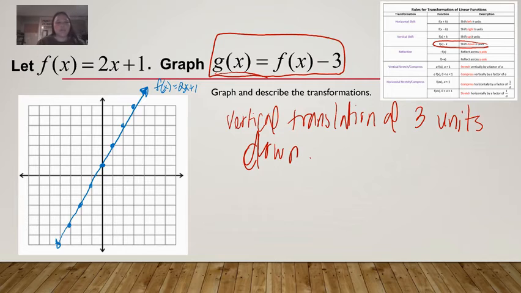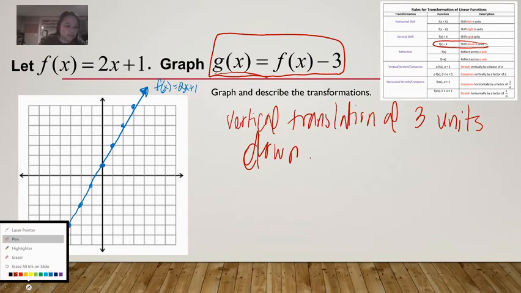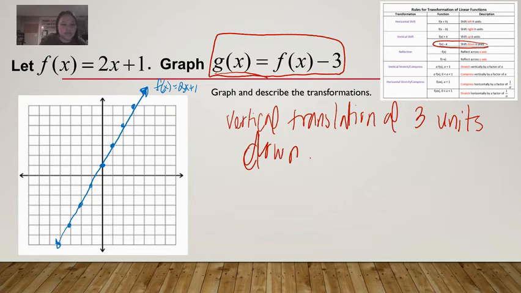Now what I'm going to do is graph g of x, which is that blue line, and in order for me to get my new graph, I'm going to move everything down 3 units in order to get my g of x. So I'm going to change my color. If I shift everything down 3 units, it's going to give my new equation. There's another way of doing it, which is doing it algebraically, and I'll show you that as well. But first I'm going to show you how to do this graphically.